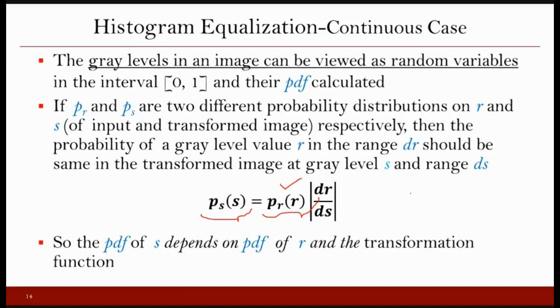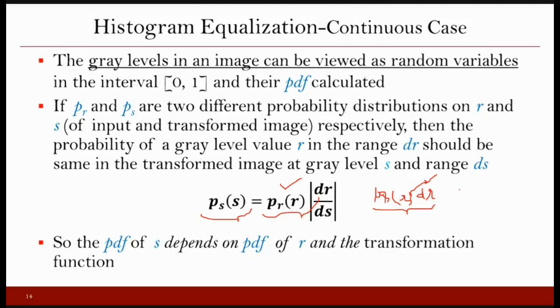then to maintain the properties of the image, we need to ensure that in a small range, let's say dr, to have a particular pixel, a particular intensity, if we have to calculate that, then that value will be p_r(r) multiplied by dr. If you just multiply p_r(r) by dr, this will give the probability of finding a pixel which has intensity r in a small range dr. So this needs to be the same in the output also.